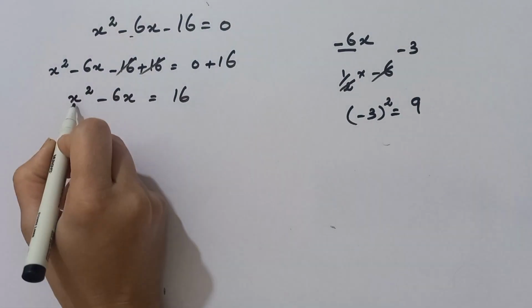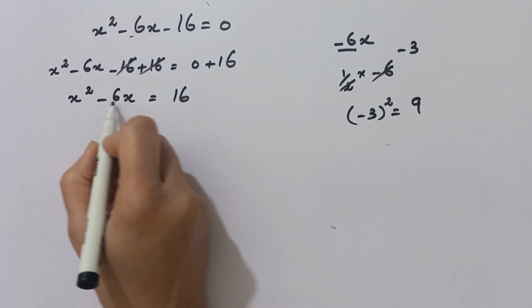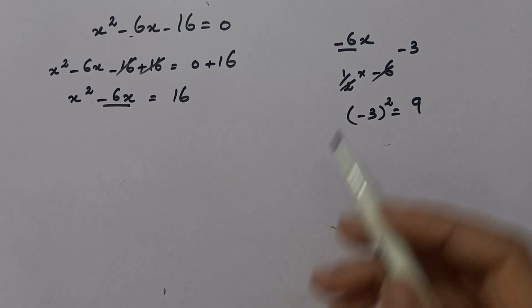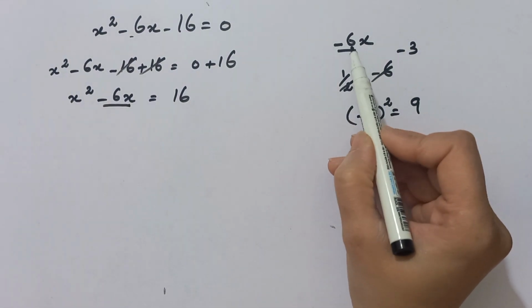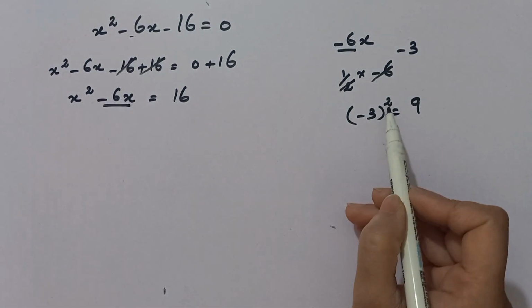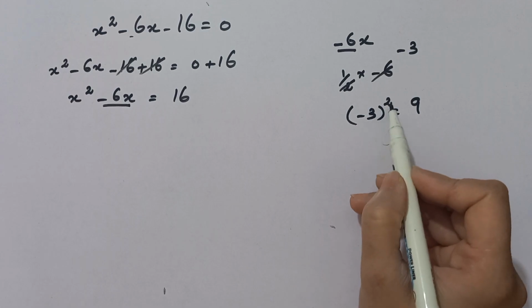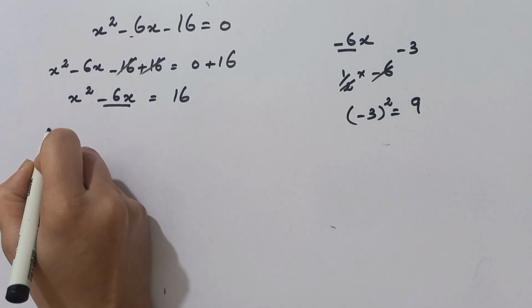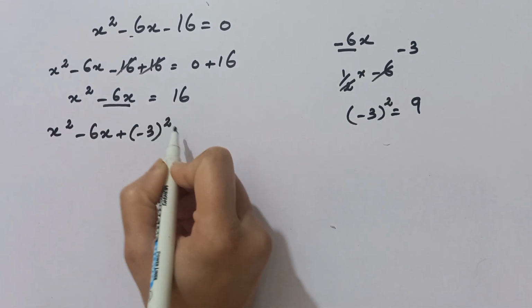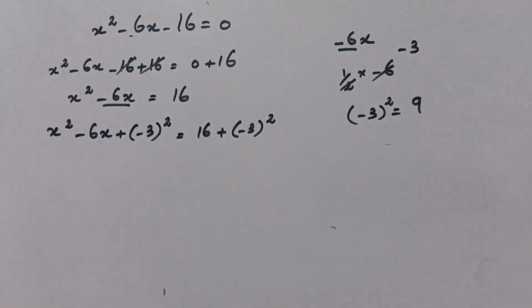Now, we want to make x squared minus 6x a perfect square. So we will add the square of half of the coefficient of the second term, which is minus 6x. The second term is minus 6x and the coefficient is minus 6. Half of minus 6 is minus 3 and the square of minus 3 is minus 3 whole square. So we are going to add minus 3 whole square on both sides. x squared minus 6x plus minus 3 whole square equal to 16 plus minus 3 whole square.